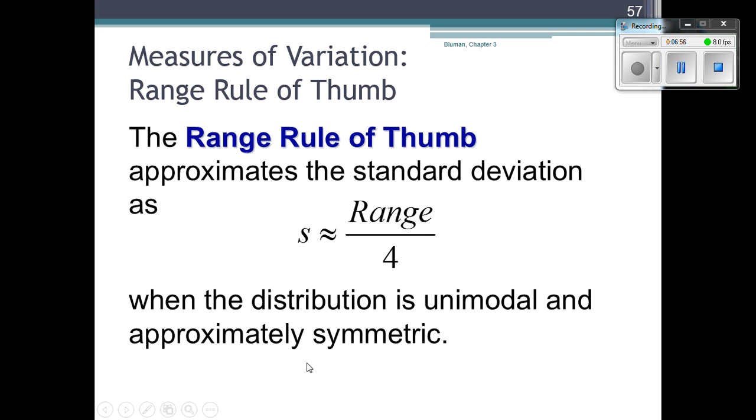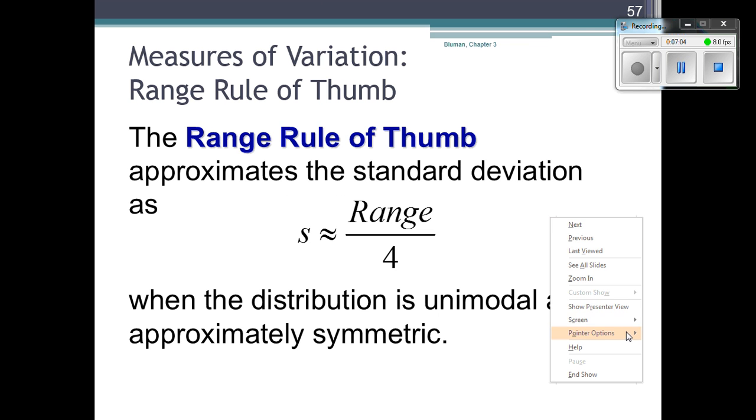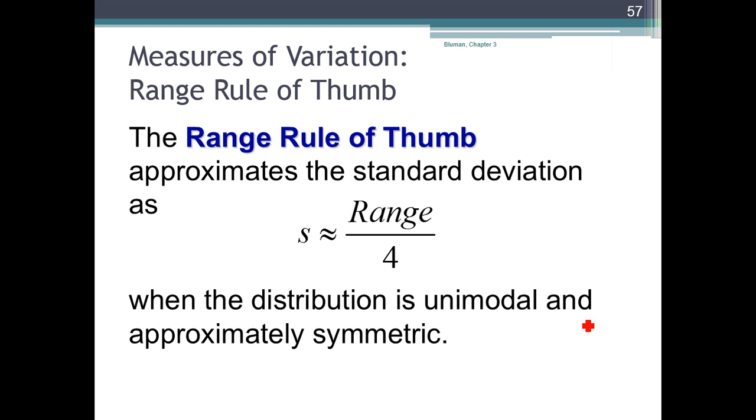Remember, symmetric is like a bell curve, a very nice bell curve where you have your mean right here, and about half the data falls to the right and half the data falls to the left.